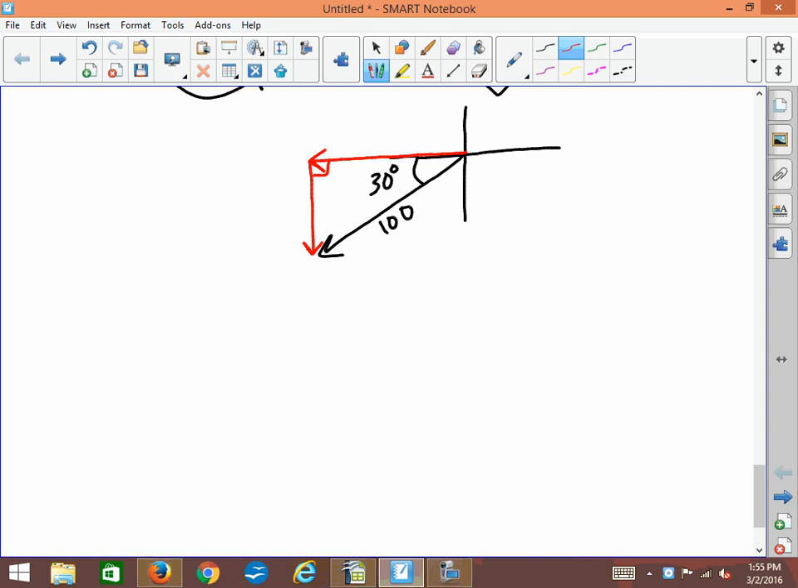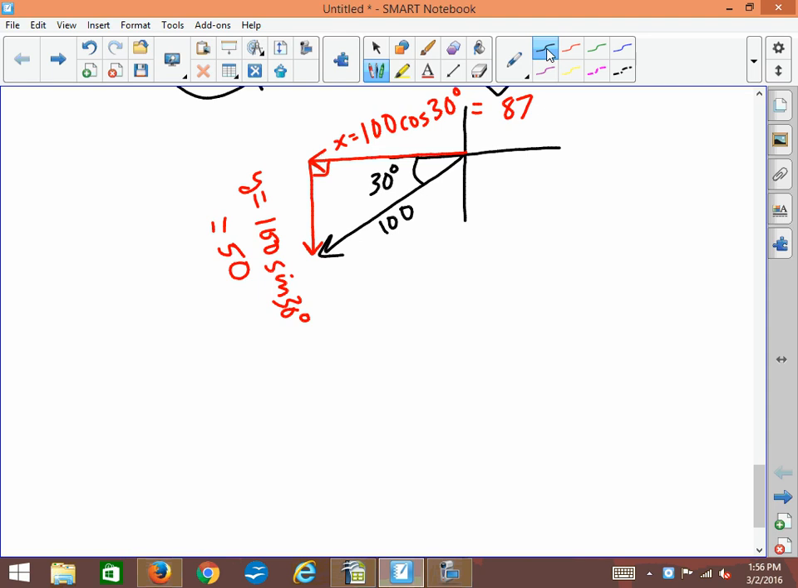And now x is adjacent to the angle, so it will be 100 times the cosine of 30, which is 0.87, right? So I think that should work out to about 87. And then over here, y is opposite the 30, so it would be 100 sine 30, which is a half, so that's 50. Now let's look for negatives.